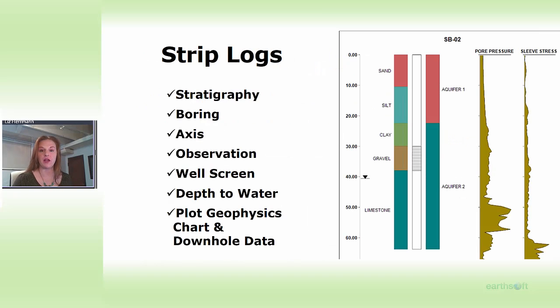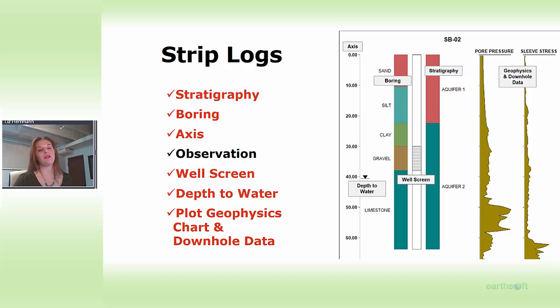Here's an example strip log on screen. What we're going to talk about today is how to plot these individual types of data on your strip logs. You can add stratigraphy, boring log data, and the axis so that you have information about the depth. We will look at how to add observation data, but it's not on this example on screen. You can add well screen information, depth to water, and you can also plot geophysics and downhole data.